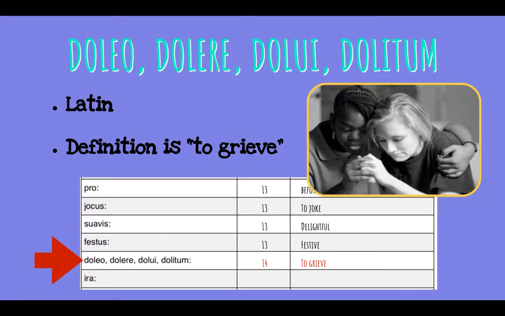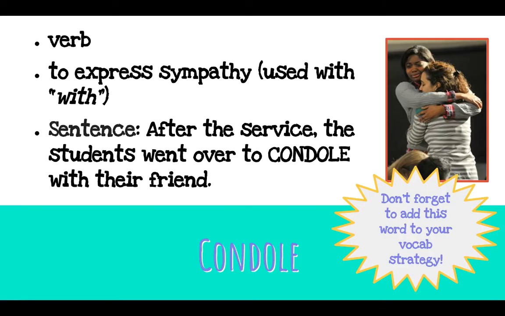The first root is dolio, and it means to grieve. And if you don't know what grieving is, it is kind of expressing sadness. Make sure you add this to your root card. We have 2 words that use dolio as a root, and the first one is condole. Condole is a verb, and it means to express sympathy.